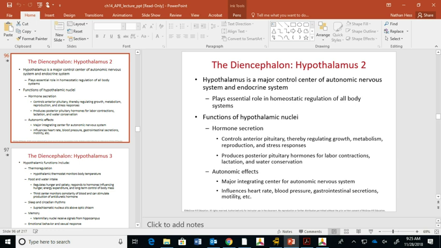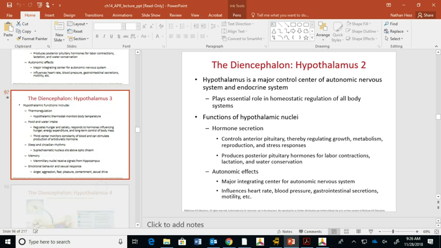It also produces hormones that work on the posterior pituitary as well. We'll talk more about these in the future. It influences heart rate and blood pressure and gastrointestinal secretions and movements. It's an impressive piece. This little hypothalamus does a lot of different things. Let's keep going.